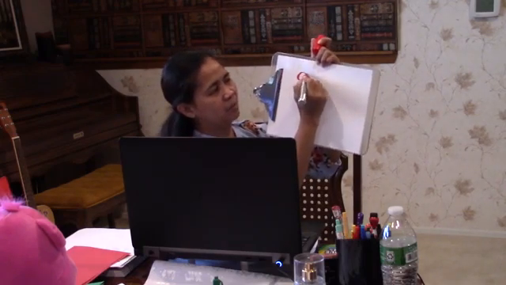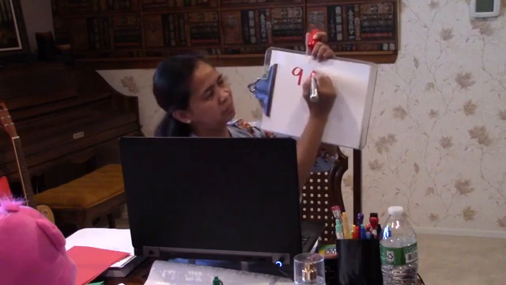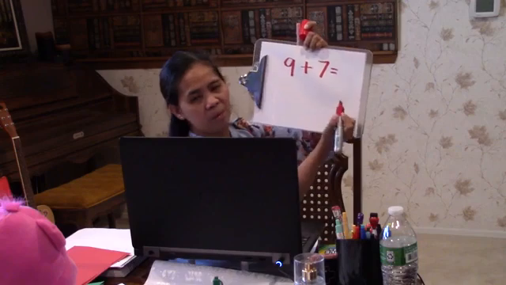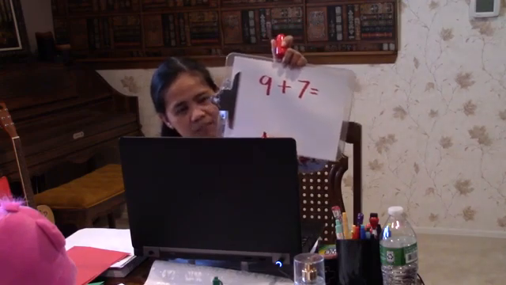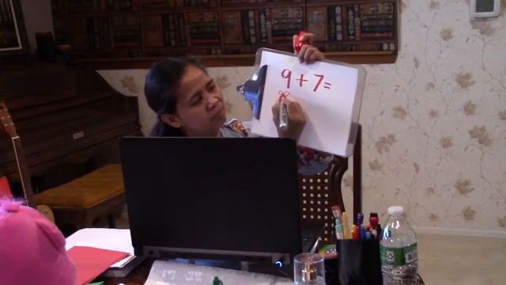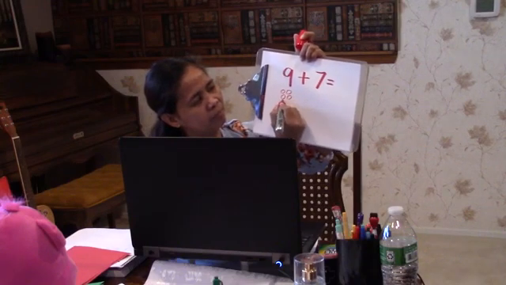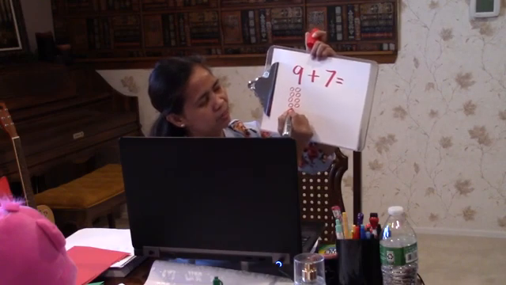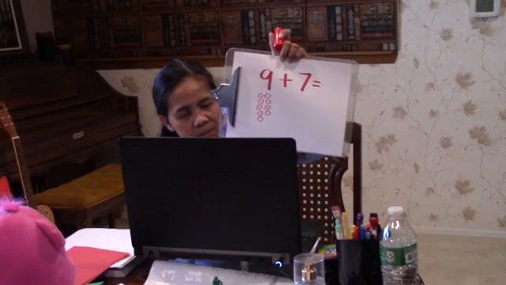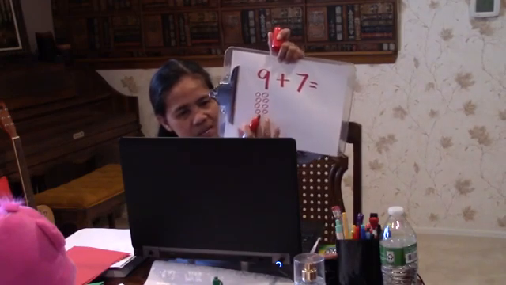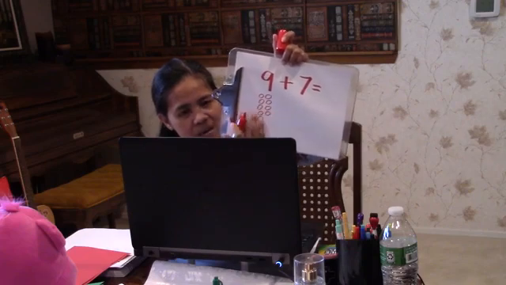Let's try 9 plus 7. Remember that the strategy of that man is to draw 9 dots. You need to draw 9 dots or 9 circles, okay? I'm doing it vertically. It's standing. My circles are standing. But if I have space, I am going to try to imagine the 10 frames, okay?